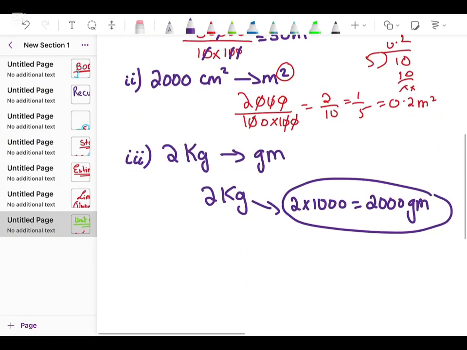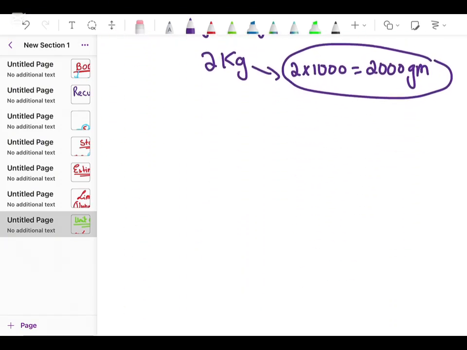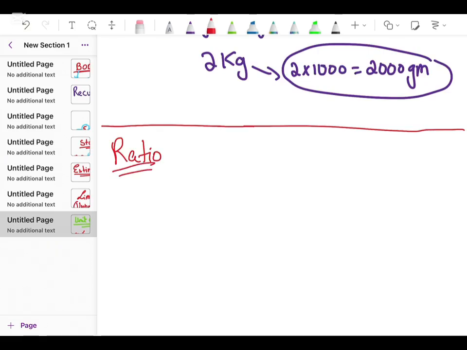Now we will move to the next topic, that is ratio. So what is ratio? Ratio is basically a comparison of two same quantities, or two same unit quantities, we can say. How we can write a ratio, how we can write the values of a ratio, that's a very important concept. In ratio, the important thing is that we compare two values with the same unit. So it's compulsory that the unit must be the same for these two things.